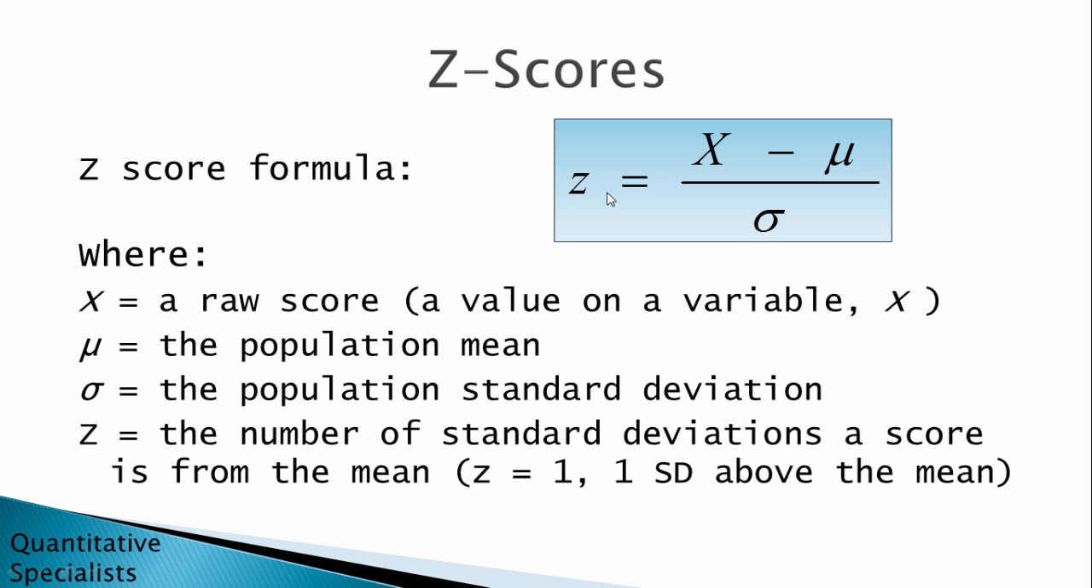Here's the z-score formula, and you can see here in this formula that z is equal to x minus mu over sigma, where x is a raw score, or a value on a variable x, mu is the population mean, and sigma is the population standard deviation. And z indicates the number of standard deviations a score or value is from the mean. For example, a z of 1 indicates that the x value is 1 standard deviation above the mean.